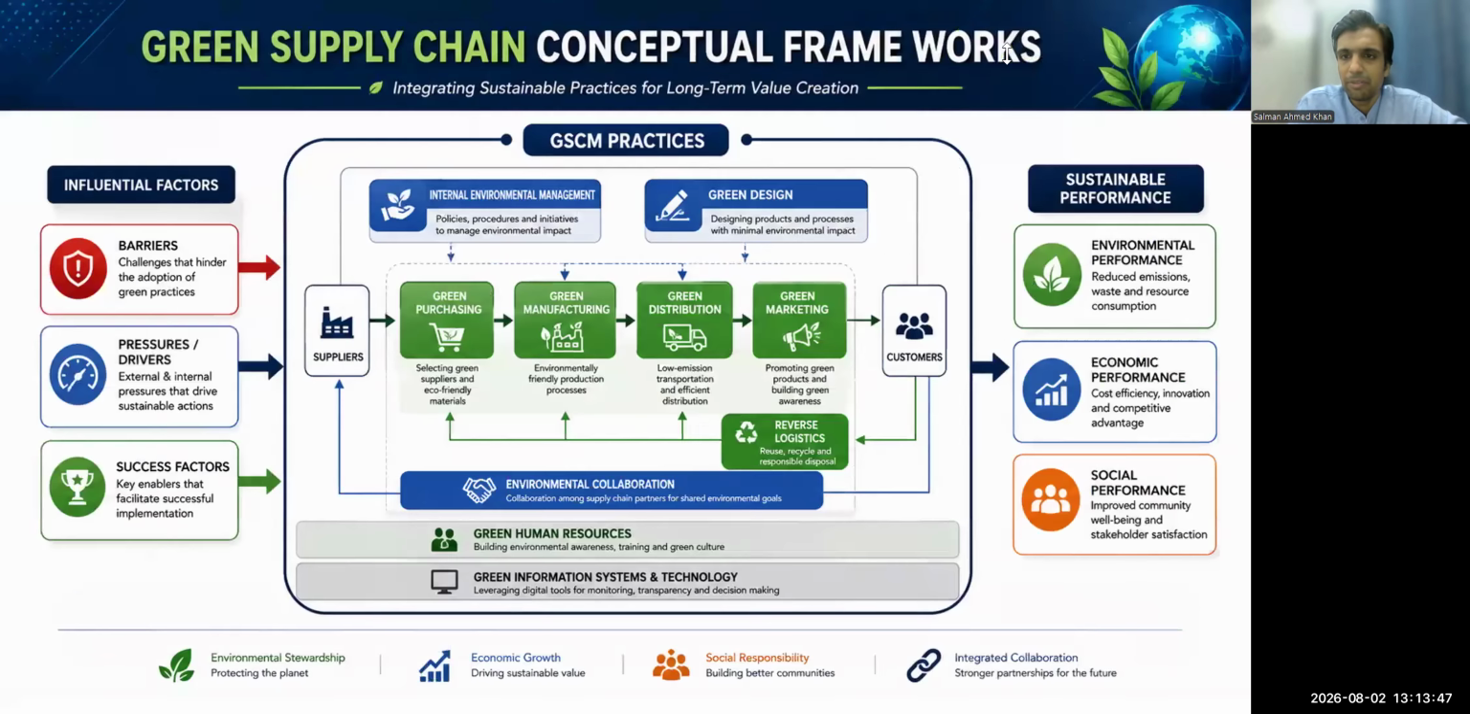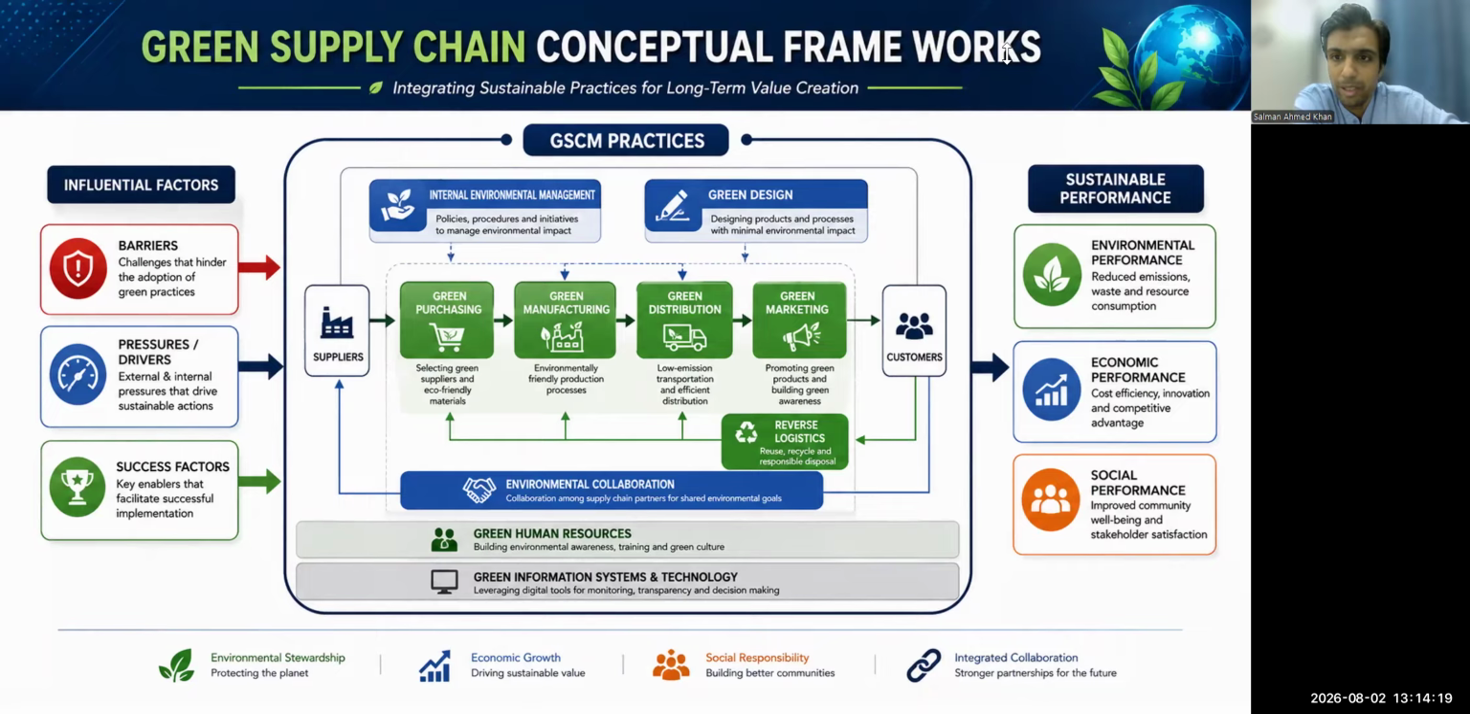So this is the definition of green supply chain management, and the framework of it is in my video on procurement management. Over there, I discuss the triple bottom line concept, which talks about environmental performance, economic performance, and social performance. When we talk about environmental performance, it means that companies should adopt the green supply chain conceptual frameworks.